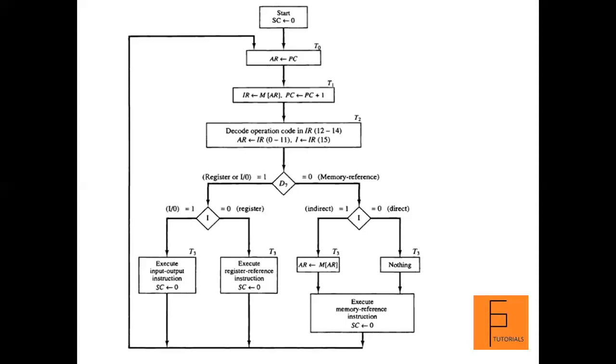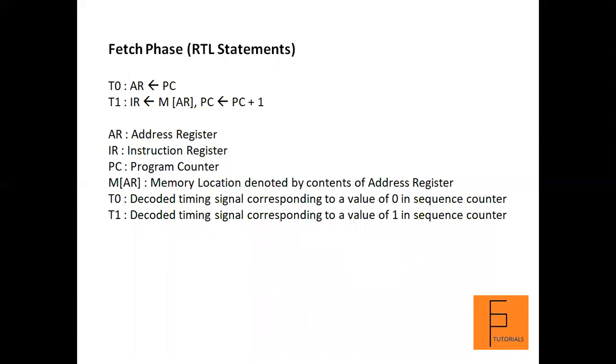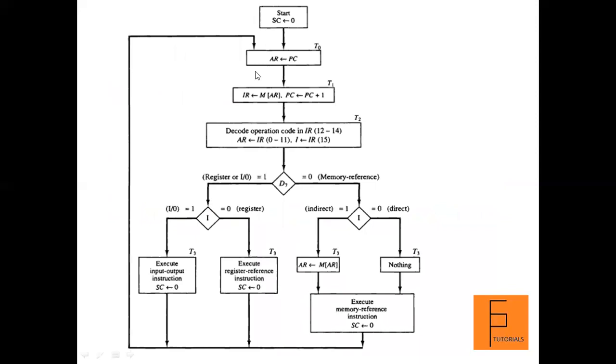Now next, if you observe, it's in the next box. The sequence counter has been set to 0, so the timing signal that it will generate is T0. And what will happen at T0? At T0, the content of the program counter will be transferred to the address register. Again, let me go back. In the fetch phase, which is my first phase, at T0, I transfer the content of the program counter to the address register. And that is exactly what is shown here. The content of the program counter goes into the address register.